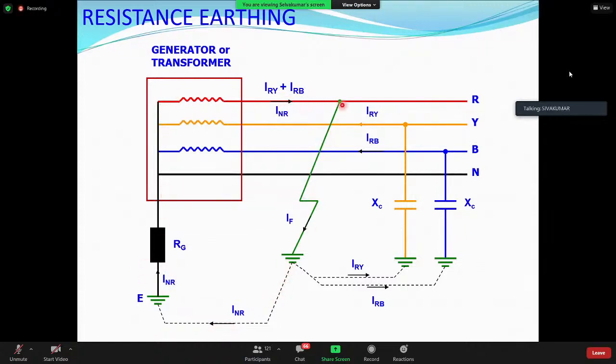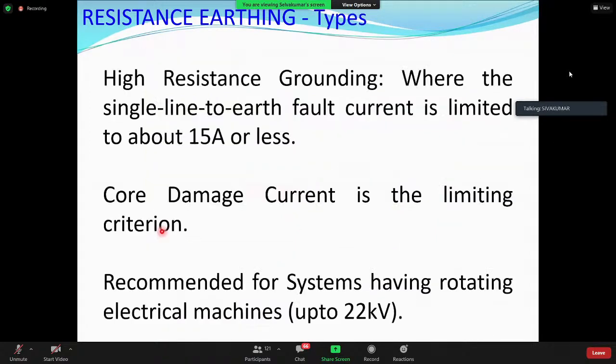Again, there are two kinds of resistance grounding. One is called high resistance grounding, where you are limiting the current to 15 ampere or less. What is the limitation? The limitation is the core damage current. If you ask, for major large capacity motors or high voltage motors, the manufacturer will give you a core damage curve. The curve x-axis is current, y-axis is time. So he will give the damage level.